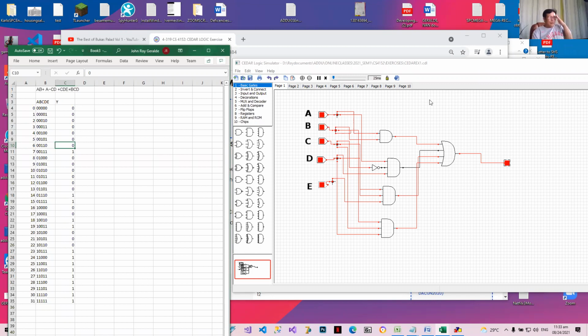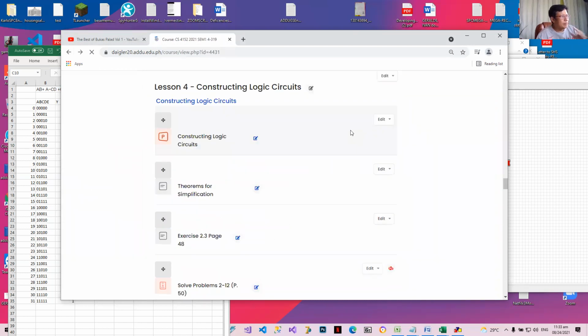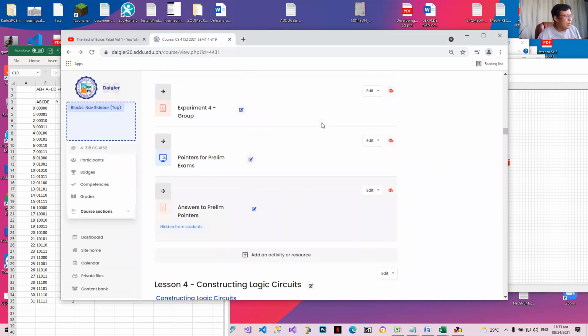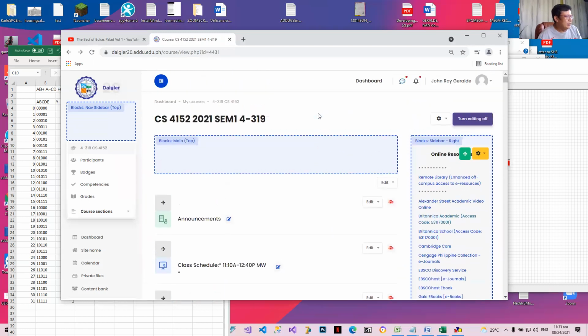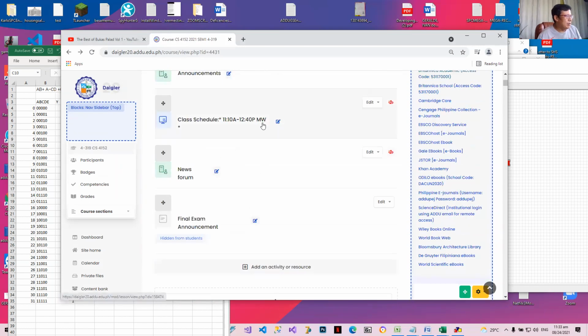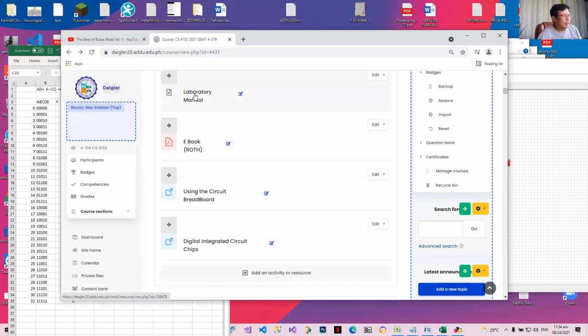Now, what I'd like you to do is an actual experiment. You can download our experiment manual. You can skip experiment number 1. It's no longer needed. Will you please download our experiment manual? So, the laboratory manual. Can you please download this? This is a Word document.